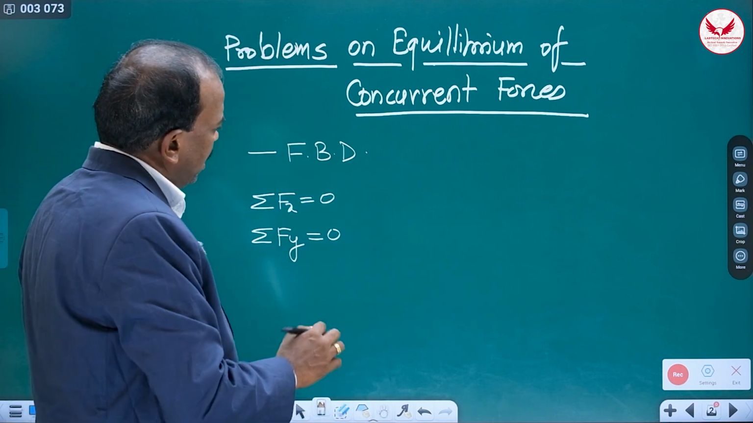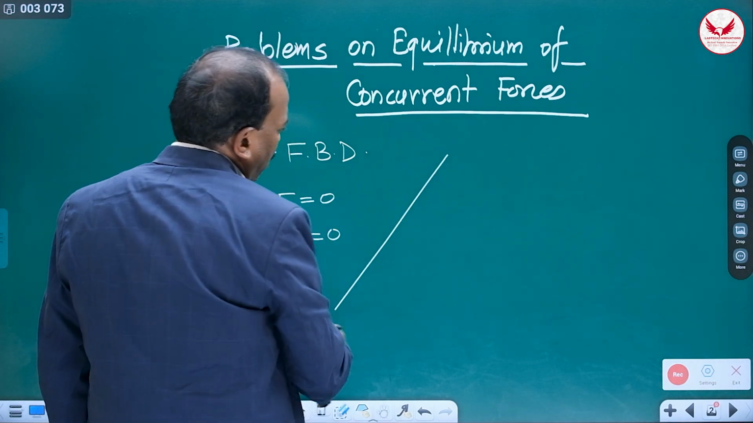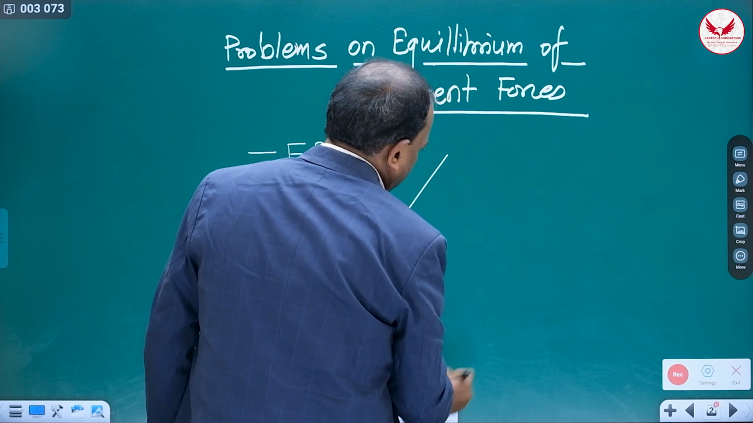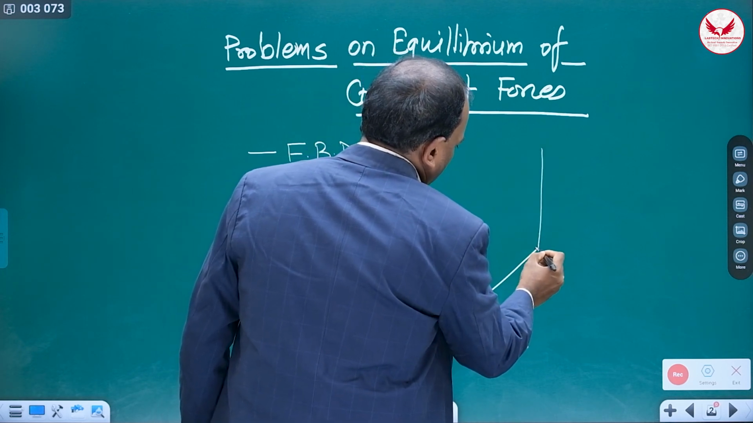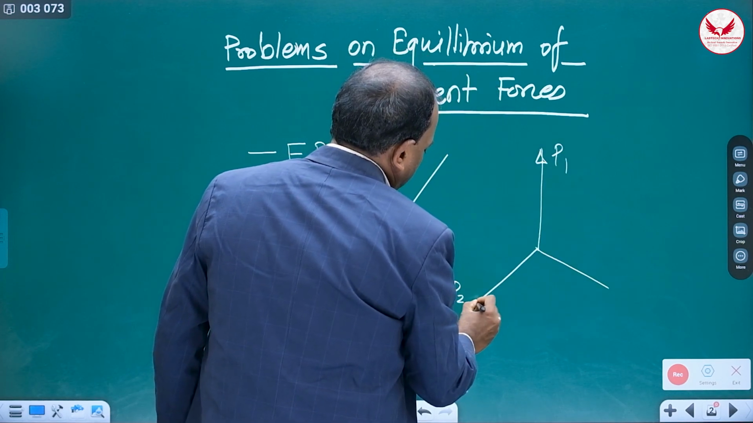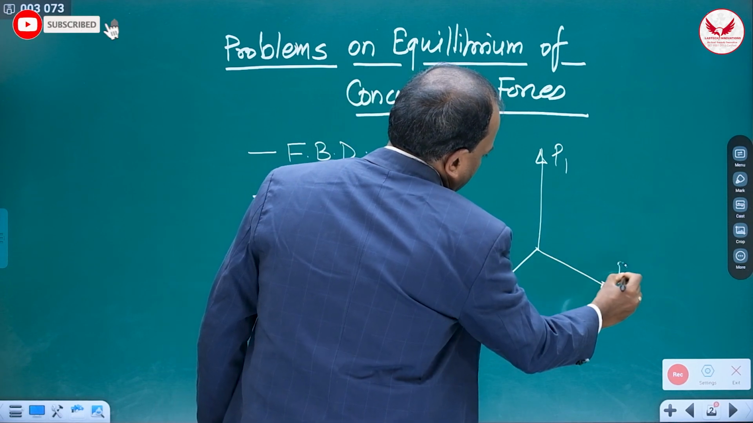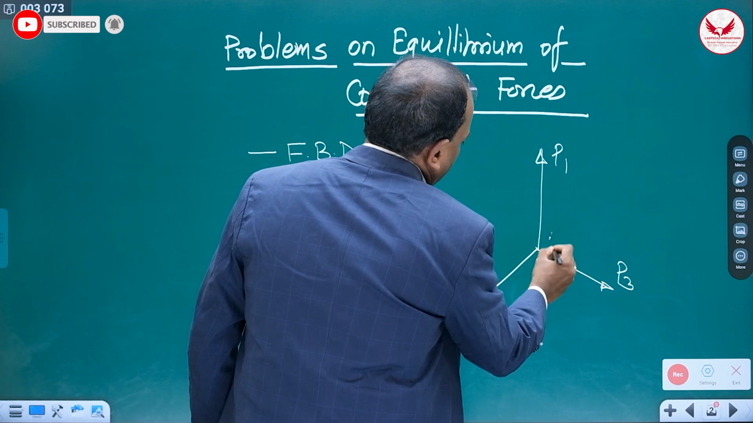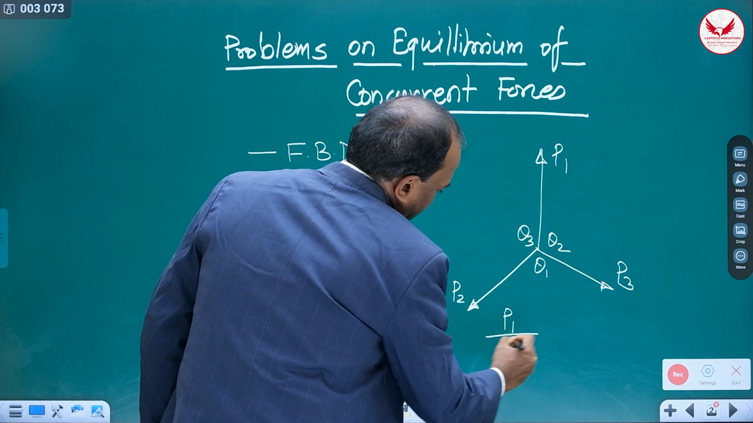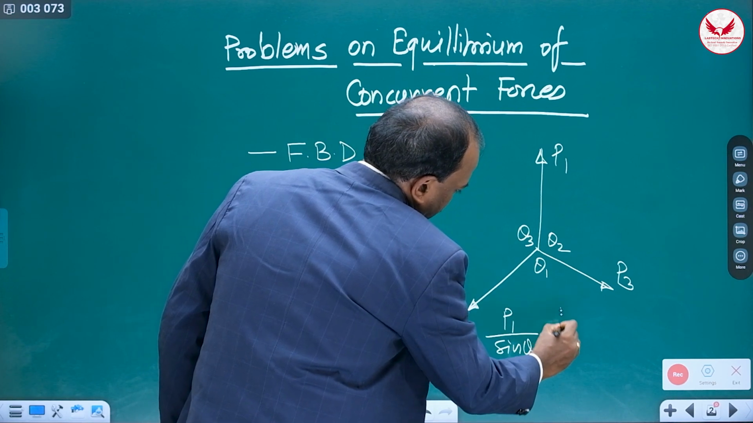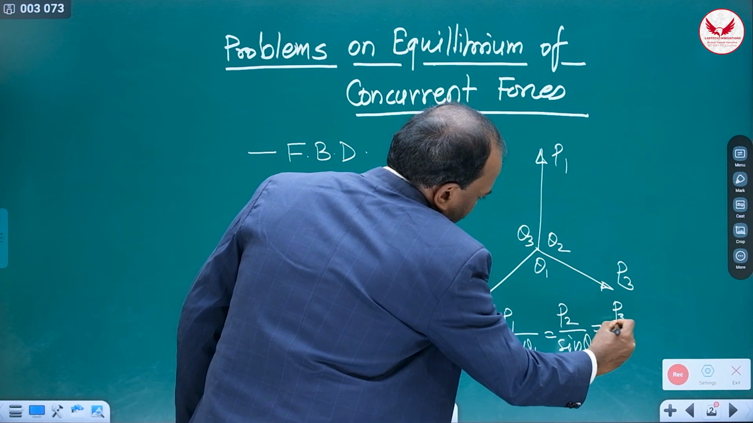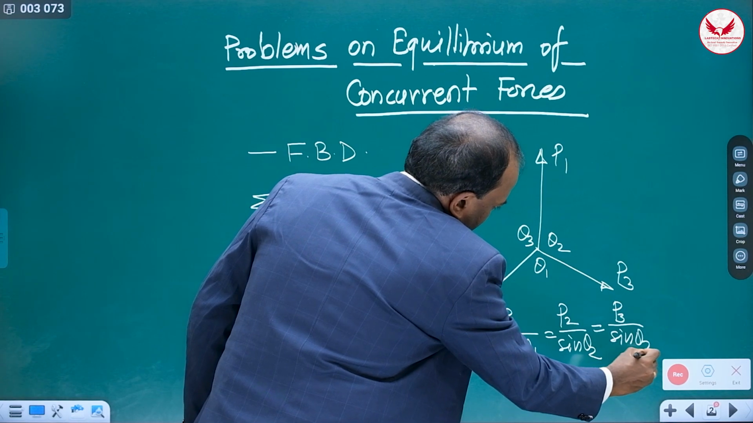Or in a few examples of concurrent forces, if only three forces are there, like this, if suppose 1, 2 and 3 concurrent forces are there, say P1, P2 and P3, with angles theta 1, theta 2 and theta 3. What is LAMI's theorem? P1 divided by sine theta 1 is equal to P2 divided by sine theta 2 and P3 divided by sine theta 3. So this is LAMI's theorem.